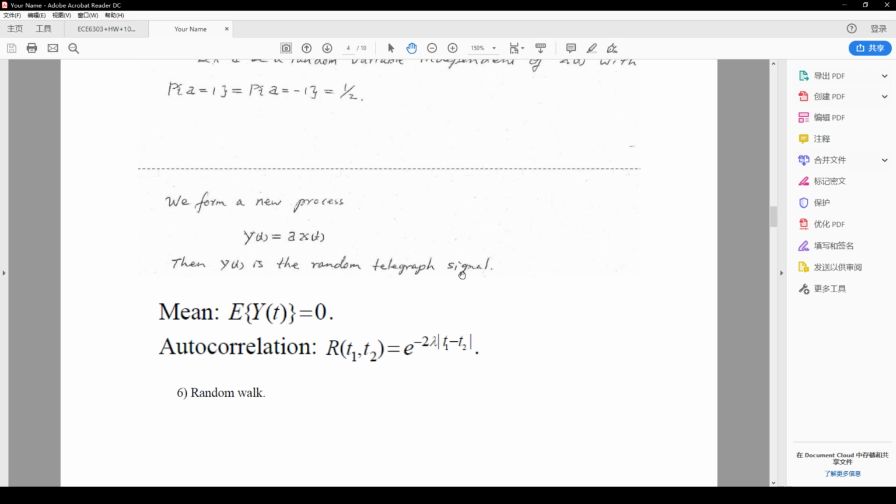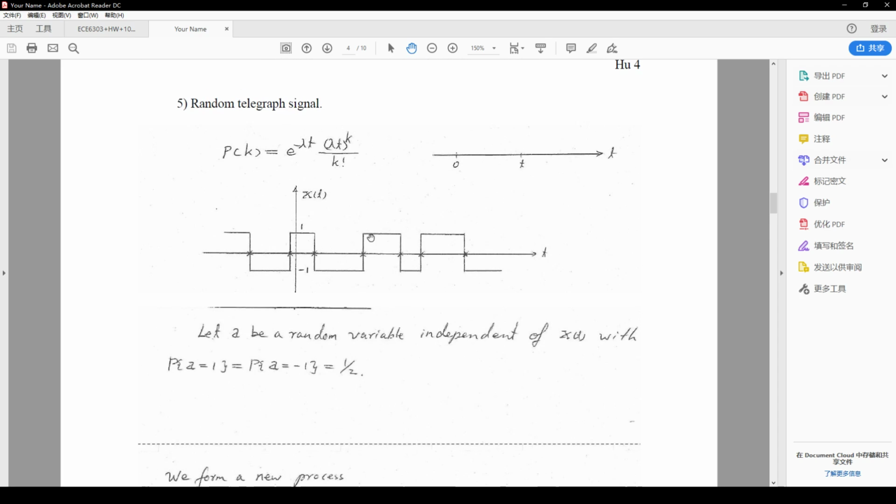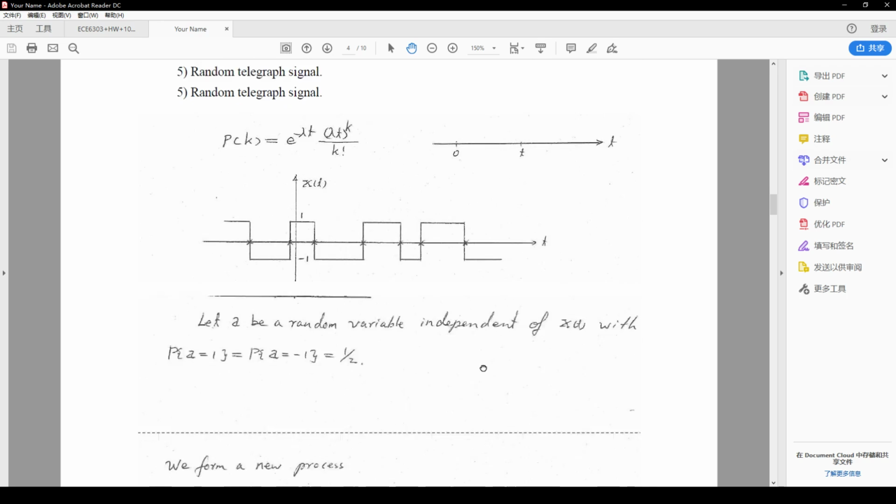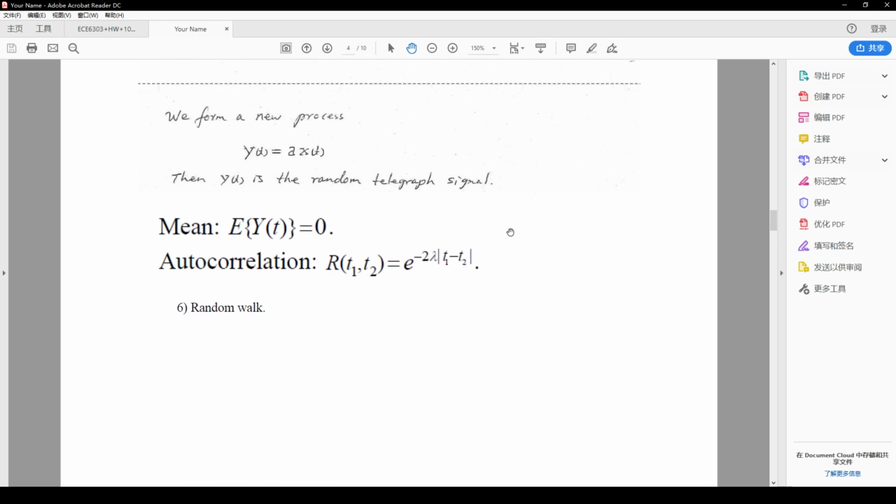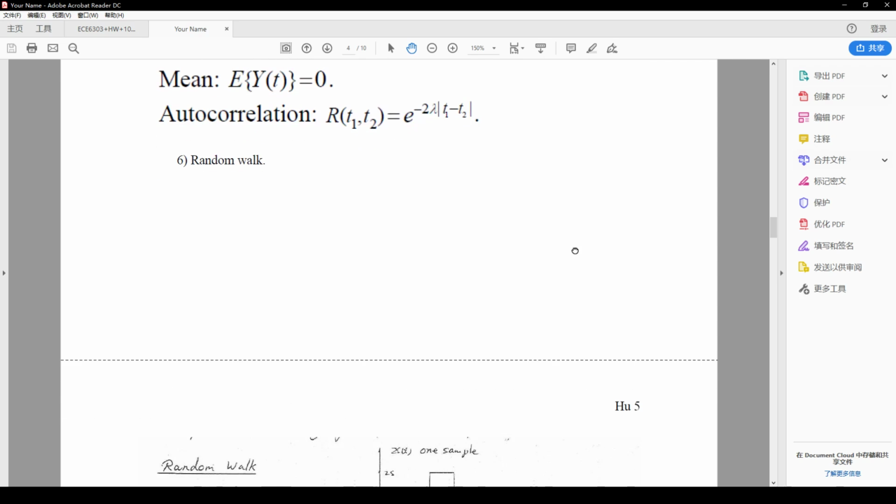And we can see from this image that the mean value shows the probability of being equal to 1 and the probability of being equal to -1 will be equal. So they cancel each other, and the mean value will be 0.